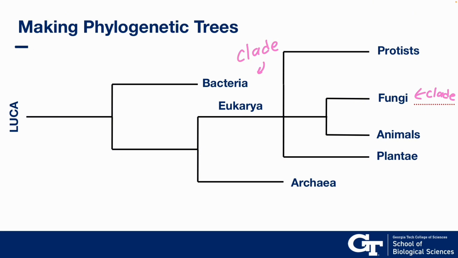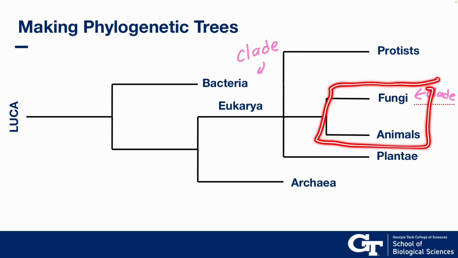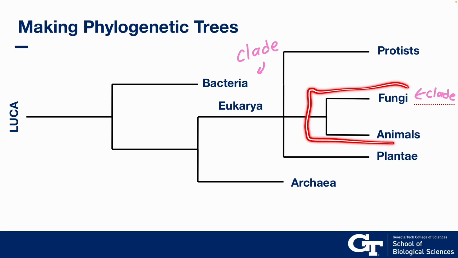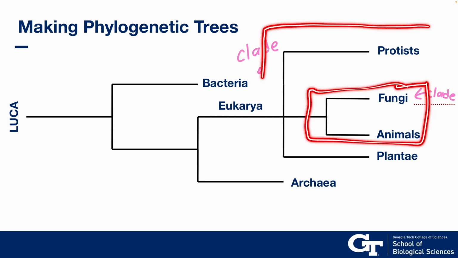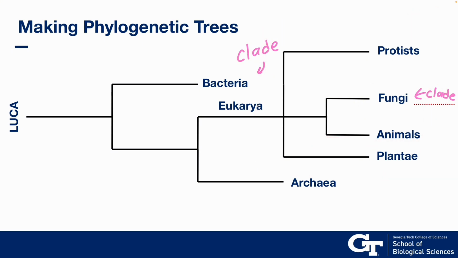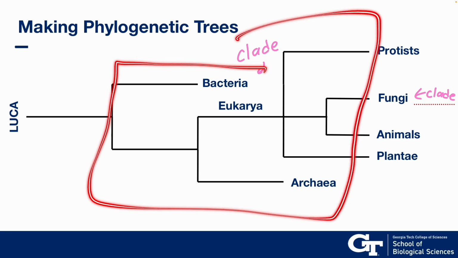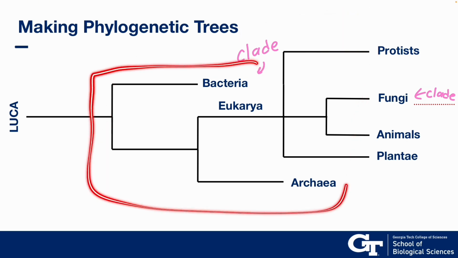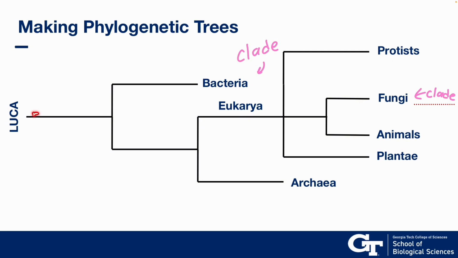Again, we're modeling the relationships. So for example, fungi and animals, yeah, that's a clade together because they share this common ancestor. Protists, fungi, animals, and plants, they are also a clade because they share a common ancestor. They became eukaryotes. Archaea and bacteria, no, because look, it's not encompassing everything. Now, bacteria, eukaryotes, and archaea, yes, because they all share this common ancestor at the root.